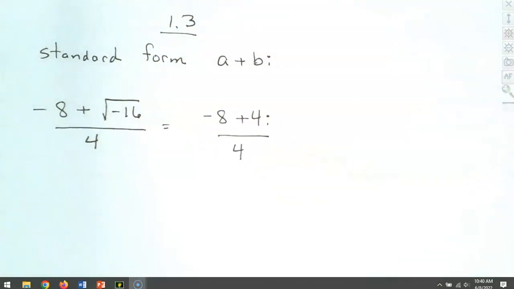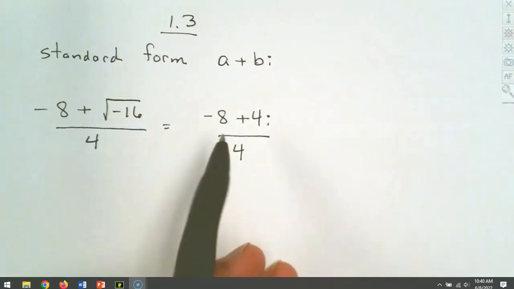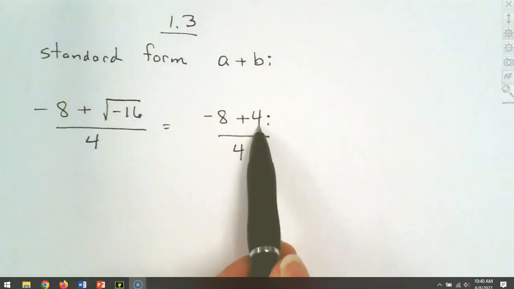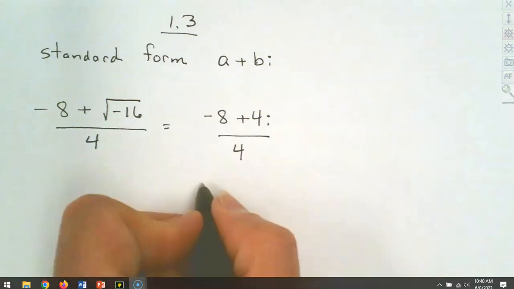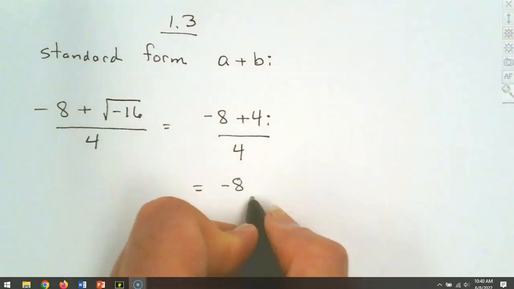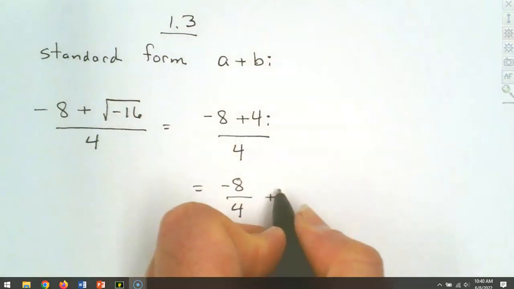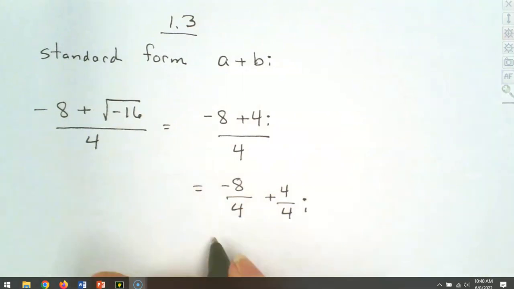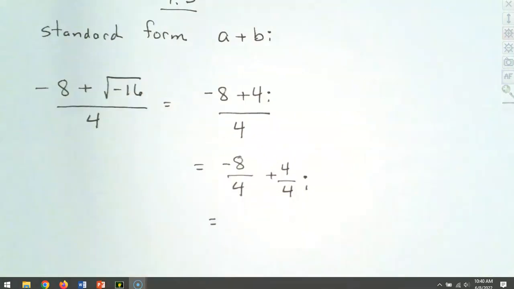Okay. And I think this is easier than what we did before break, because we don't have to worry about i squareds. It's just break it up and then reduce. Now the 8 and the 4, they can't go together because remember, this is real and this is imaginary. What we then have to do is break up each part into its own individual fraction, and then we reduce.